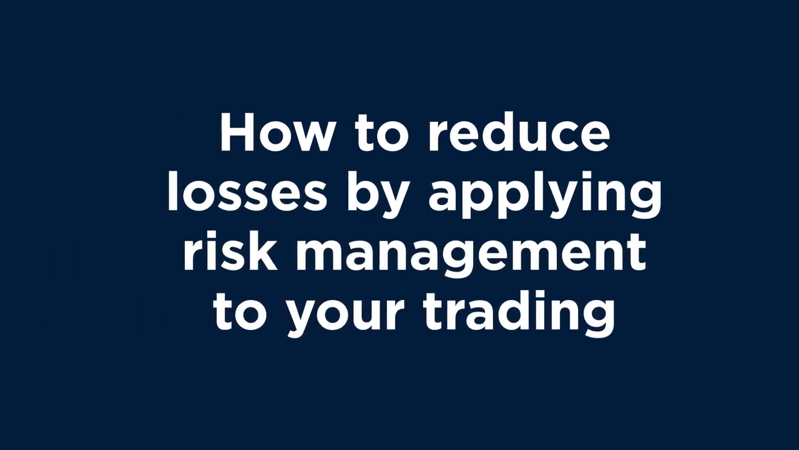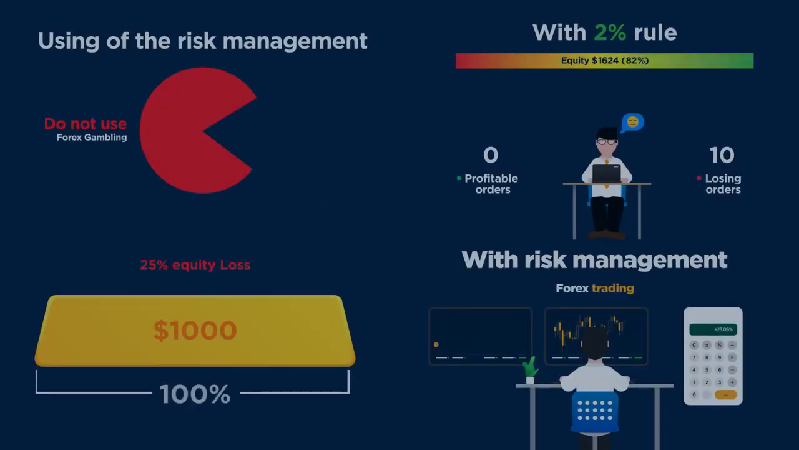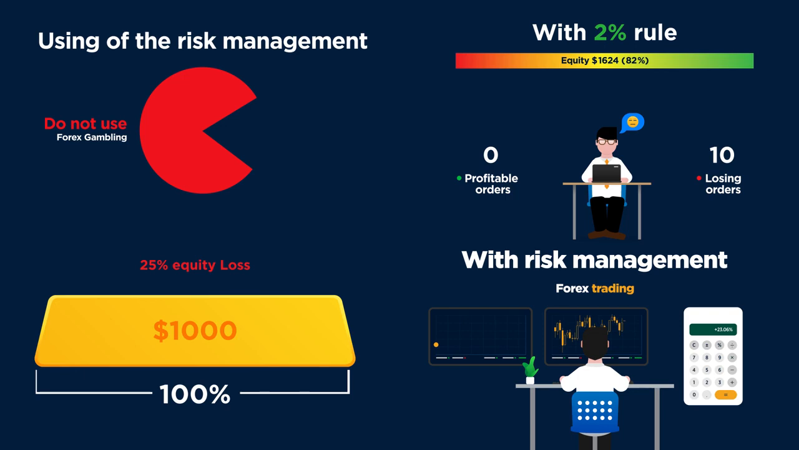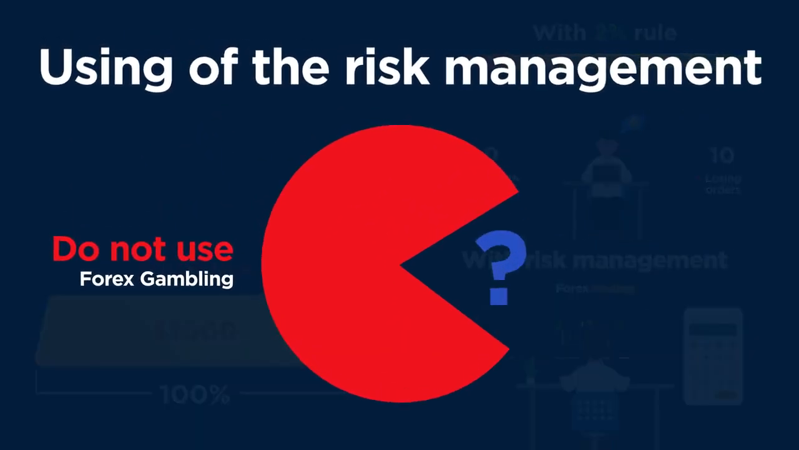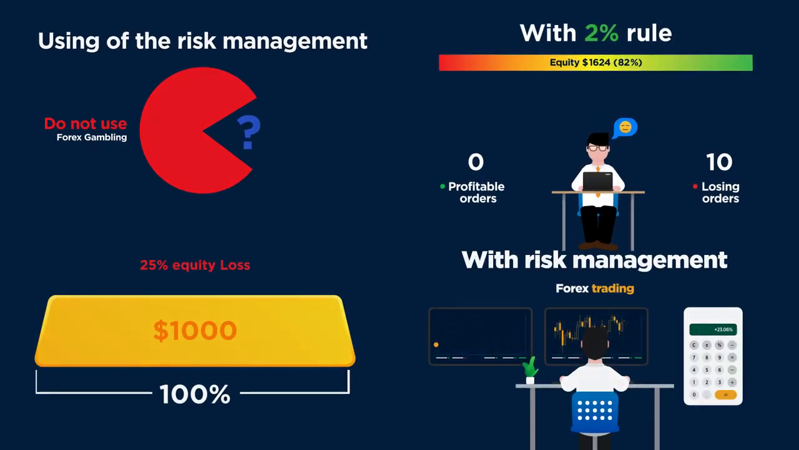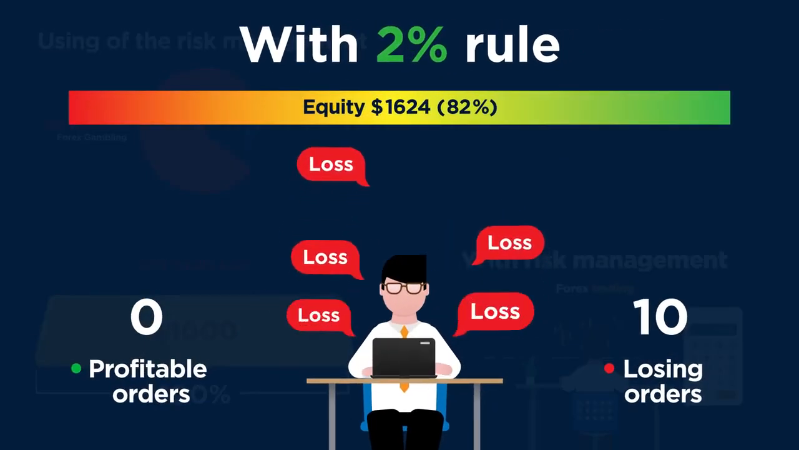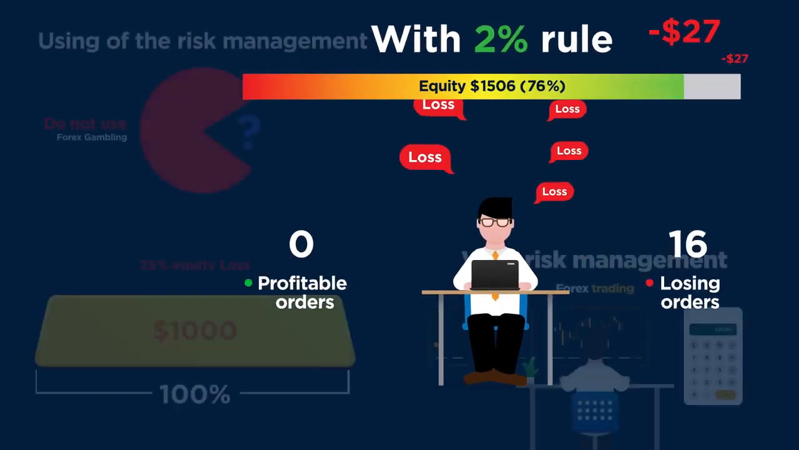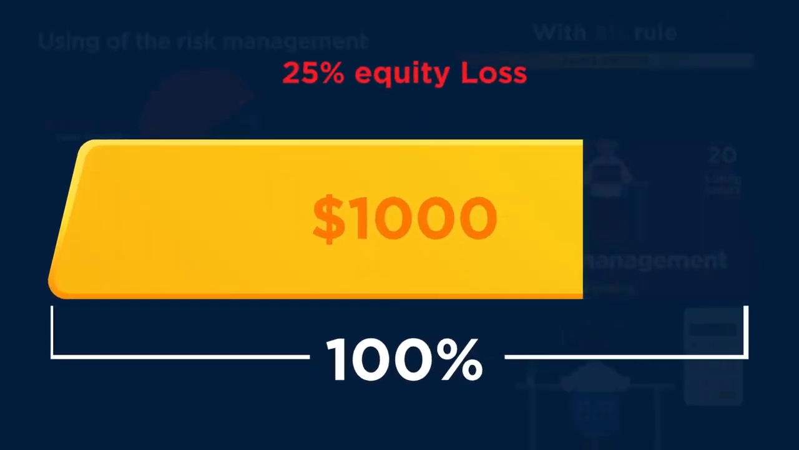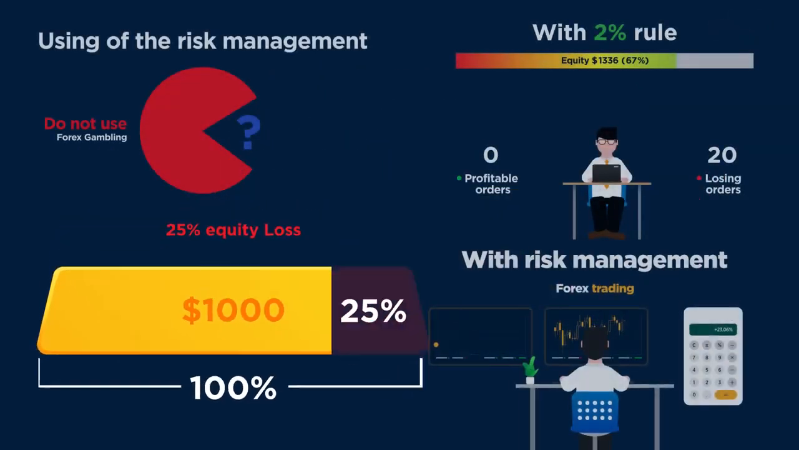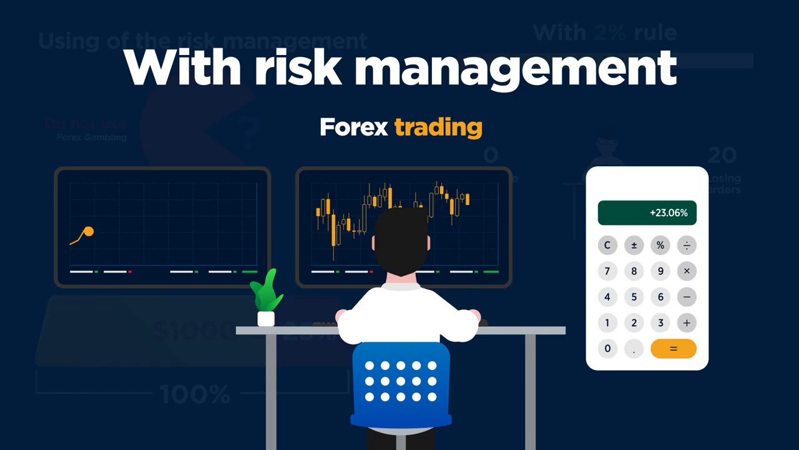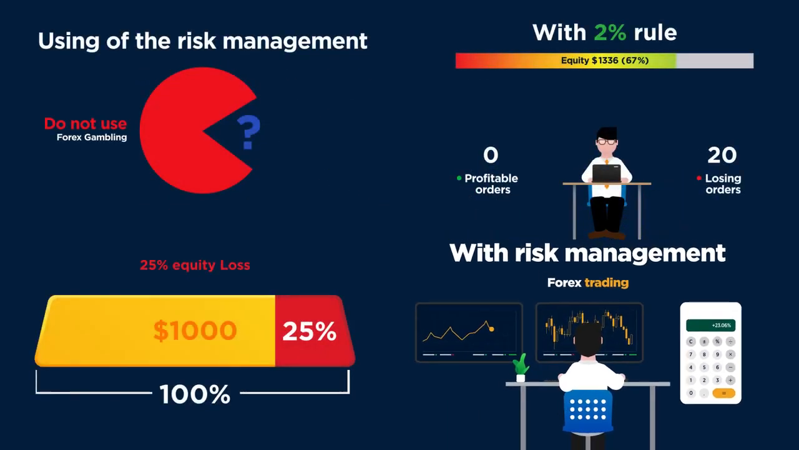How to reduce losses by applying risk management to your trading. Welcome to the 7th lesson of the Forex Basics course. In this lesson, you will learn if it is possible to trade successfully without managing your risks, what a series of drawdowns and a floating drawdown are, what the problem is with replenishing your equity, and 3 basic rules of risk management that will help you make a profit on Forex.